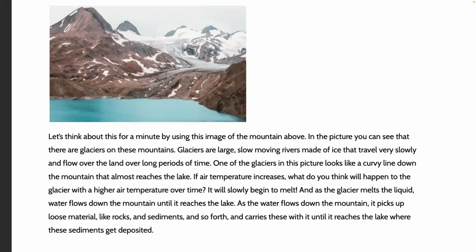So this is ice. If it warms up, it's going to melt. And that's what they say. It will slowly begin to melt. And as the glacier melts, the liquid water flows down the mountain until it reaches the lake.